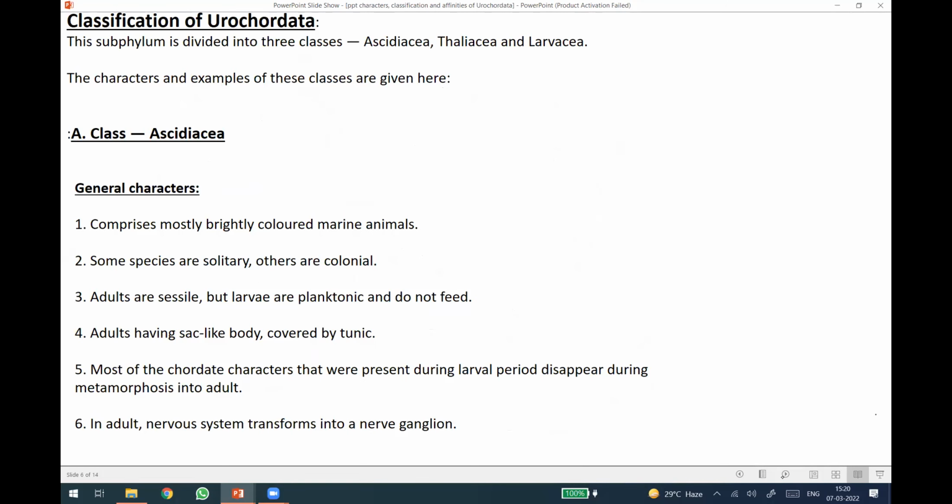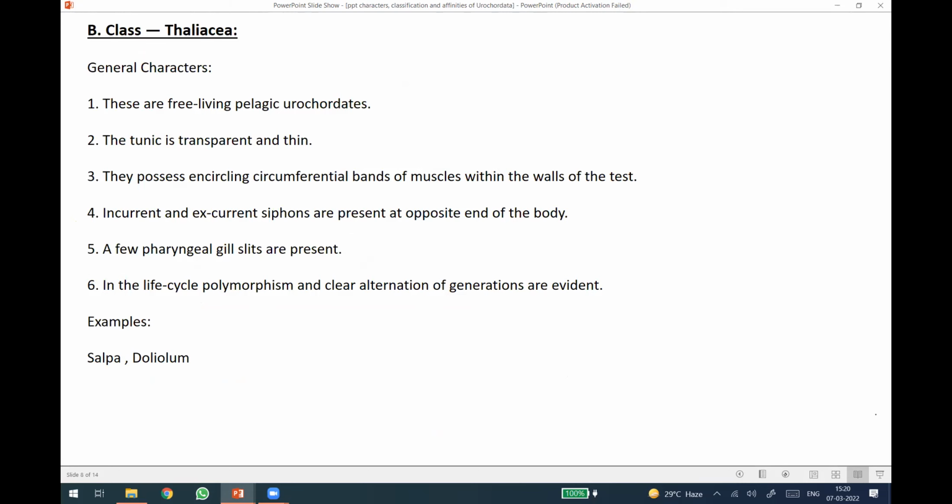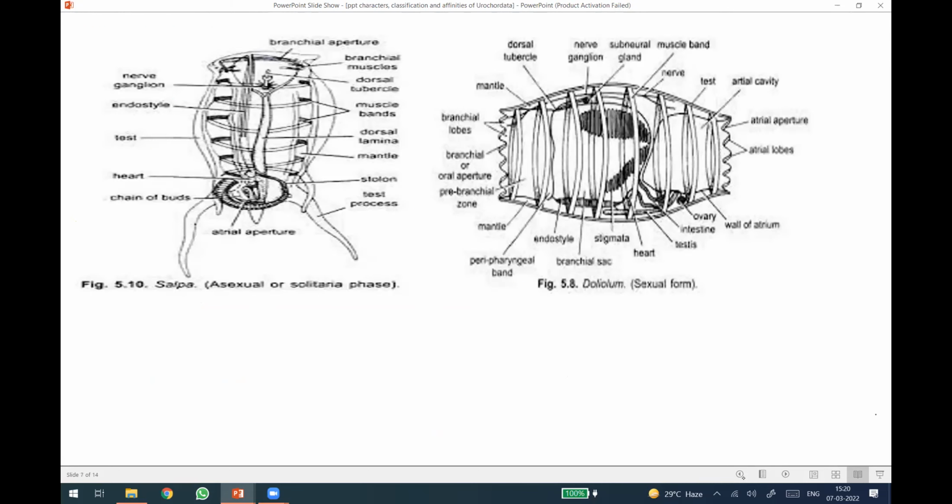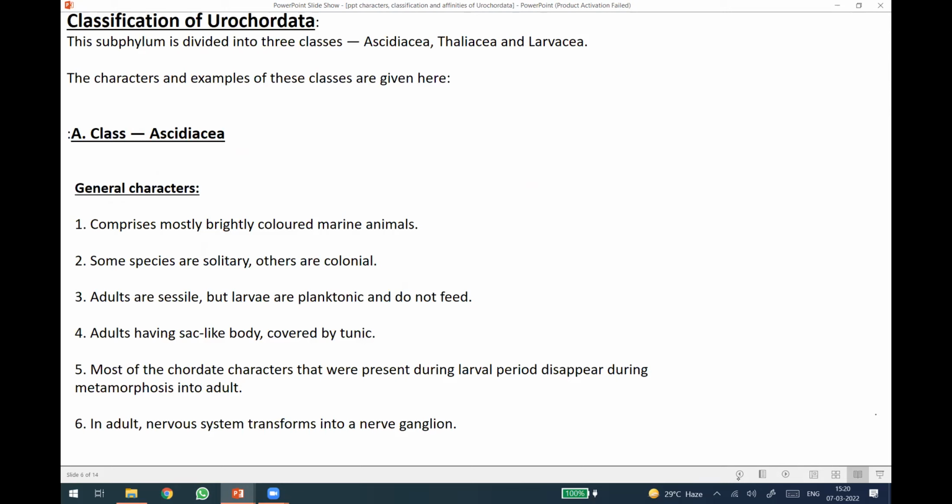The sexes are separate, mostly brightly colored. Some species are solitary, but others are colonial. The adults are sessile, larvae are planktonic and pelagic, and they are freely moving. Now, the characters we have seen: tiny finger-like sensory tentacles are present in the incurrent siphon to examine the incoming water and prevent large particles from entering.